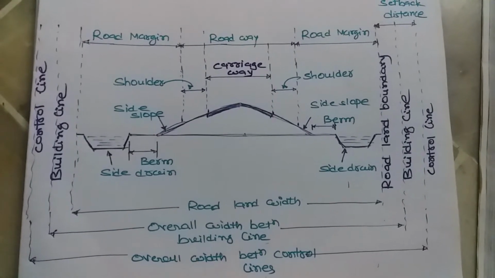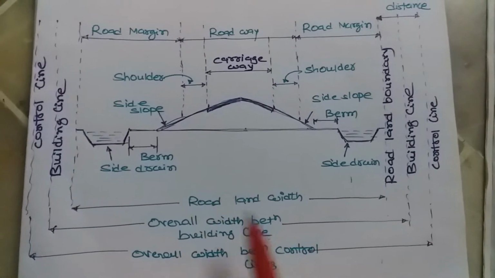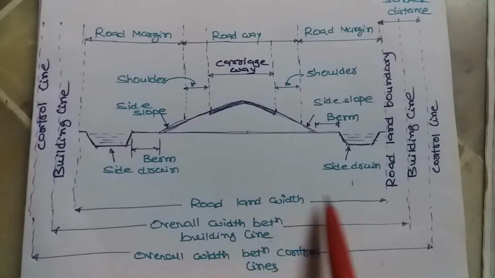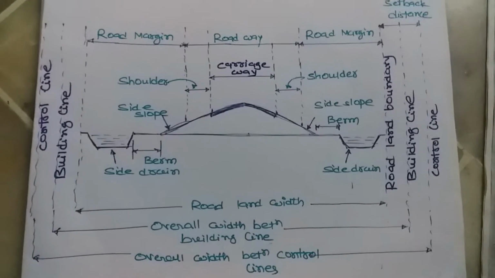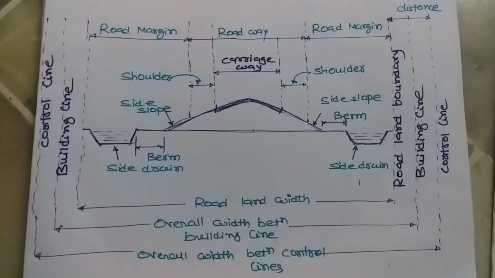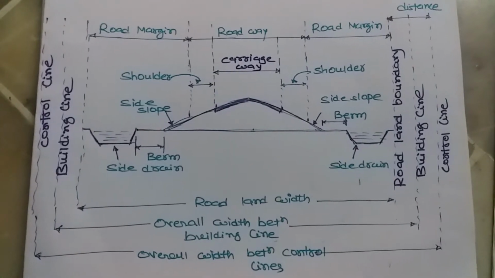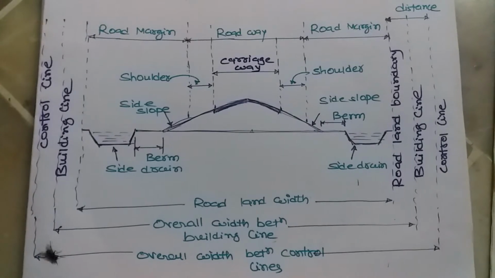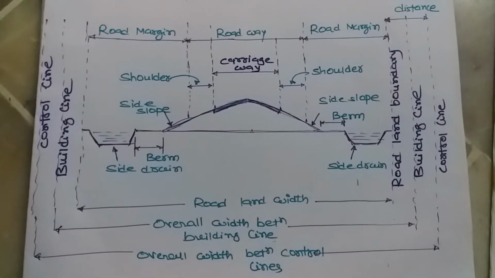So first of all, what is the right of way, or you can say land width? Okay, road land width or the right of way. So its definition you can give as the area of the land acquired for construction and development of a road along its alignment is known as right of way.